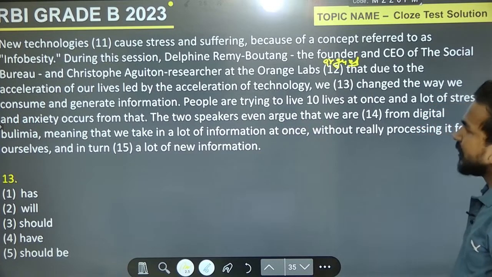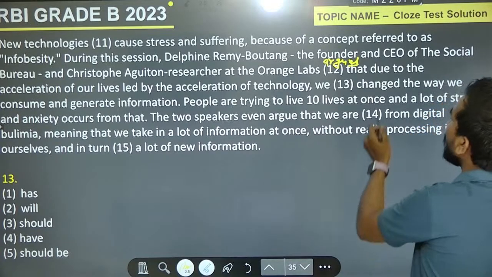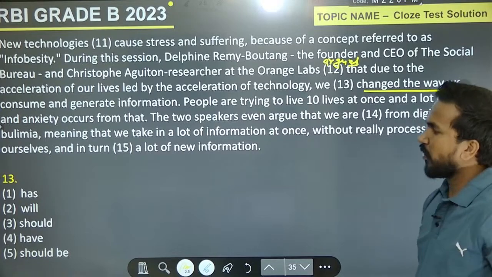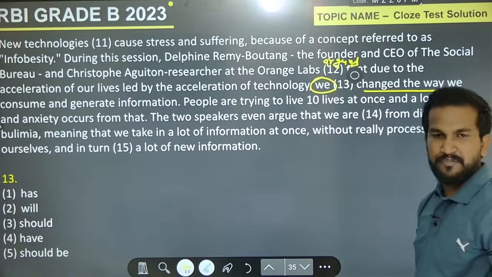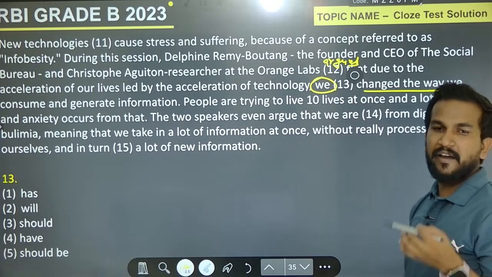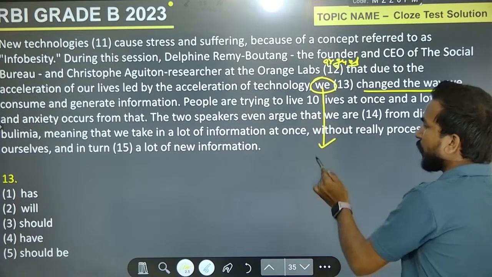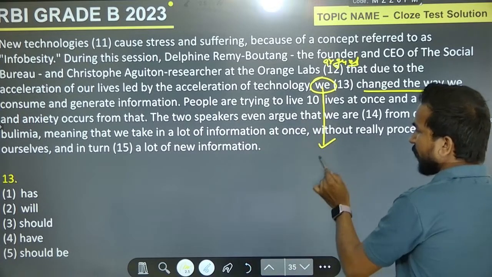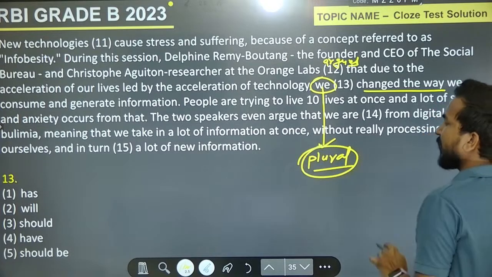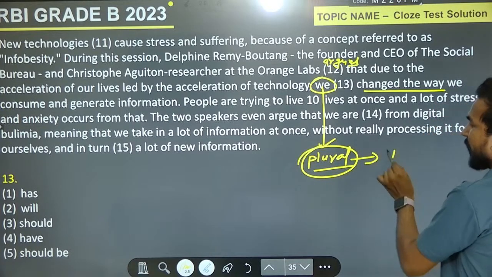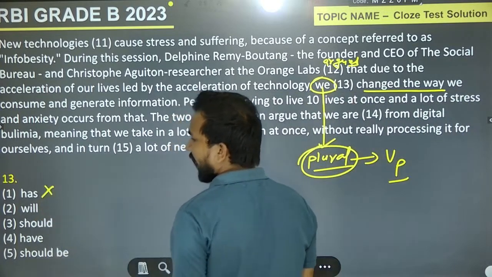Now, due to the acceleration of our lives led by the acceleration of technology, we blank changed the way. Okay, if we have "we" as a subject, definitely you very well know that will be a plural pronoun. And if we have something plural in the subject, then definitely there will be a plural verb. It must be "has." Sir, we can't go for "has."